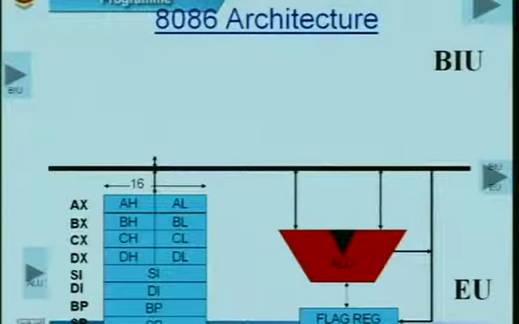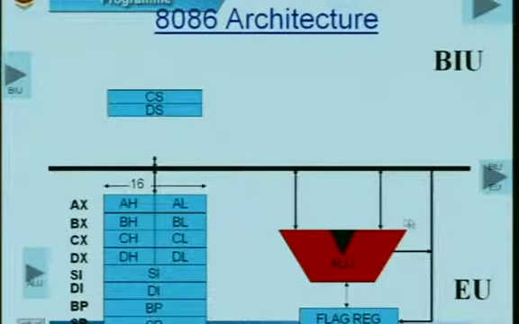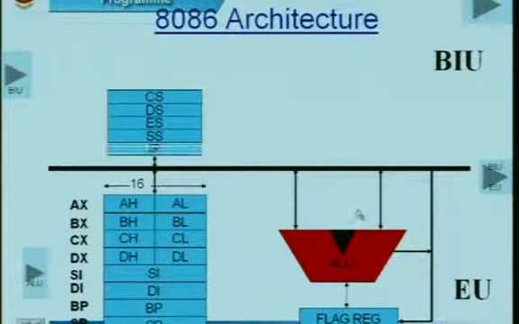Now, let us look into the next part, where we have the bus interface unit. The bus interface unit has a set of registers called segment registers. We have a special feature of these, and we will discuss this in greater detail today. They are the code segment, data segment, extra segment and stack segment. There are 4 segment registers and 1 instruction pointer.